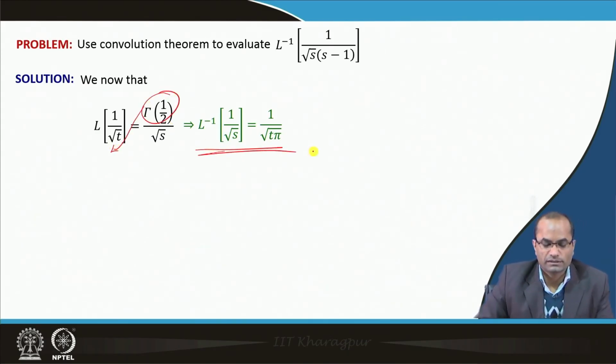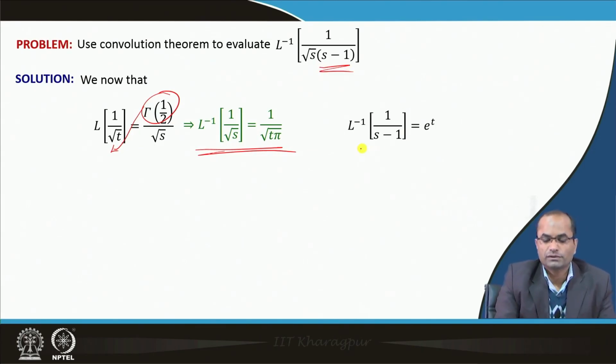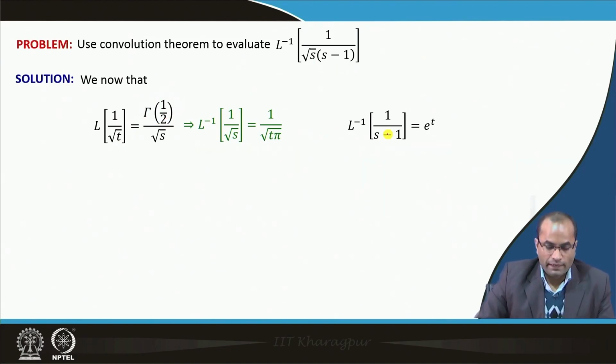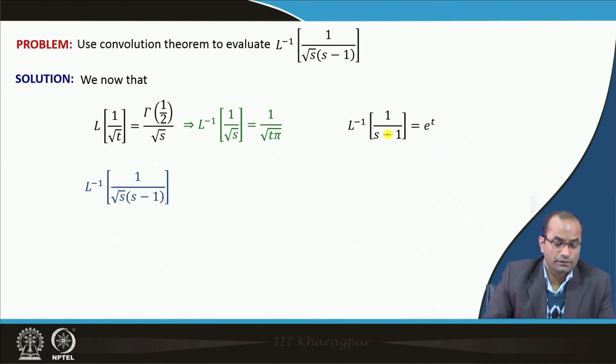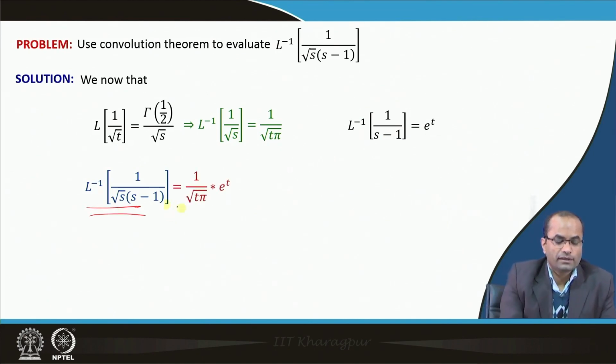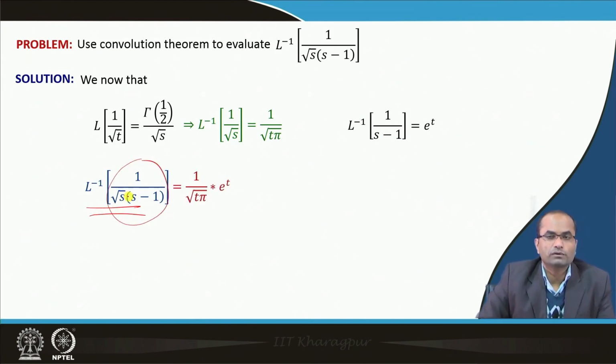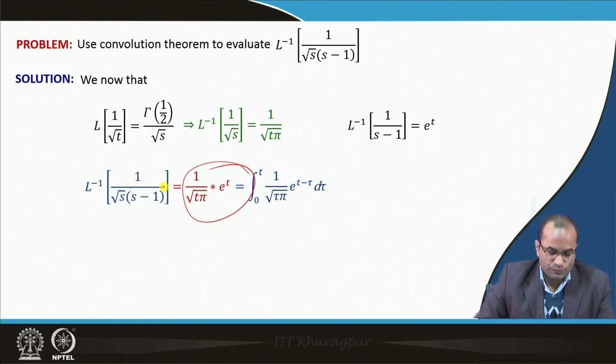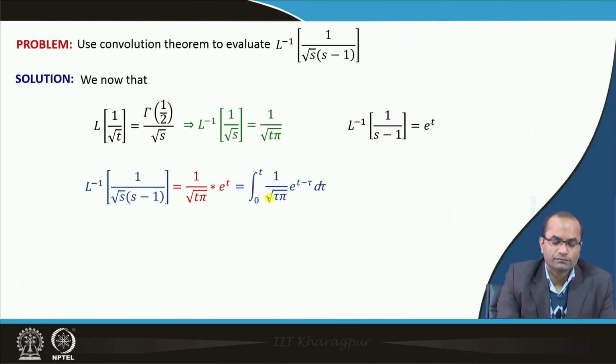So, we got this Laplace inverse, and we also know the Laplace inverse of 1 over s minus 1, that is e power t. And now, the convolution theorem says that the Laplace inverse of the product of these two Laplace transforms can be given by the convolution product of the two functions. One function is 1 over square root t pi, another one is e power t. So, this convolution we have to compute now, that means integral 0 to t of 1 over square root tau pi times e power t minus tau.